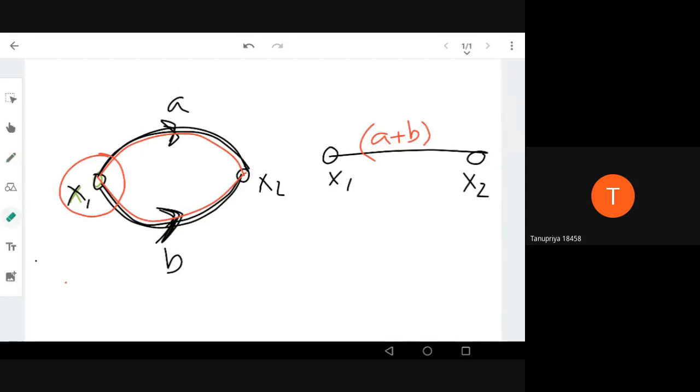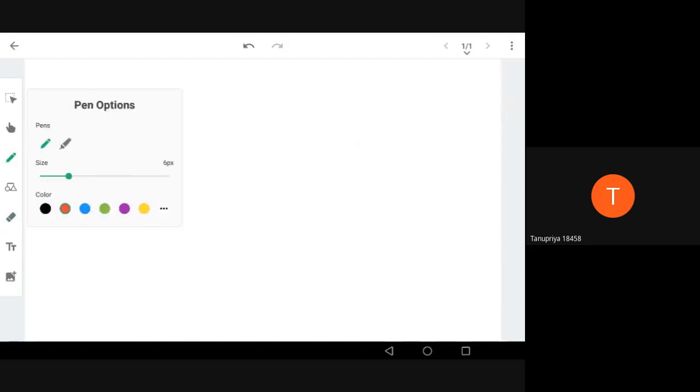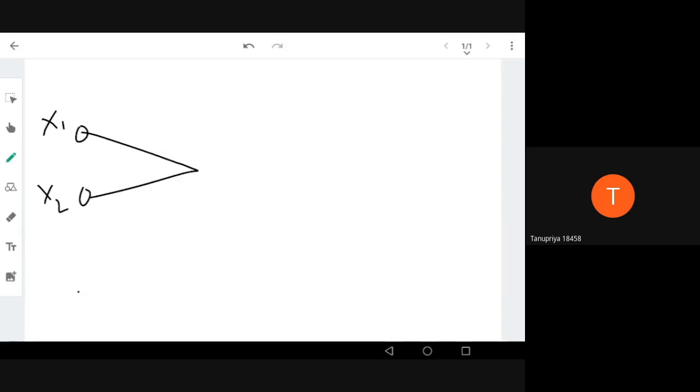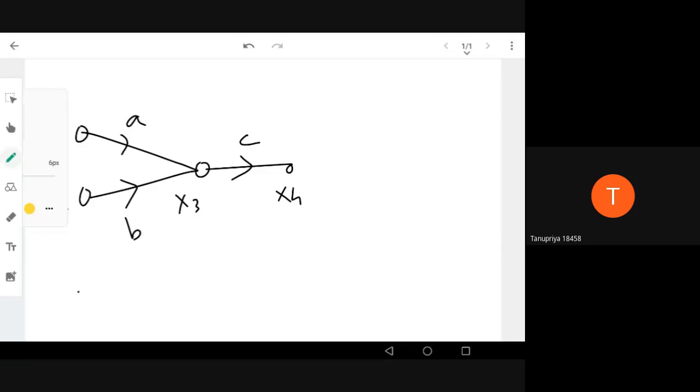Okay, two more things I'll explain. We have x1 and x2, which is a node, and this comes to another node x3, and then it goes to another node x4. We don't have any block here, and each path has a gain. This is gain A, this is gain B, this is gain C. So how can you simplify it? We can see that gain C is common for both paths.